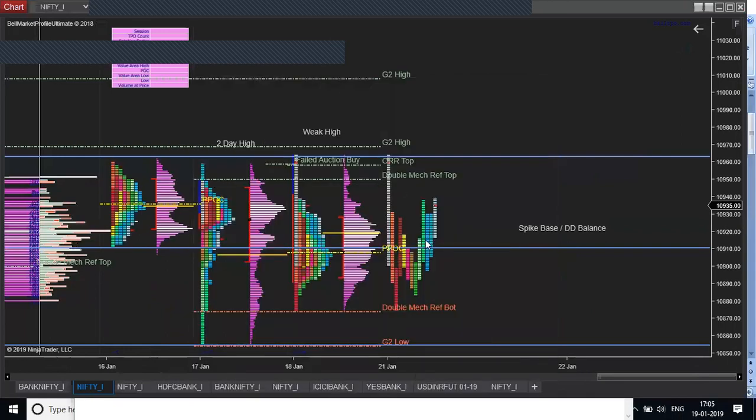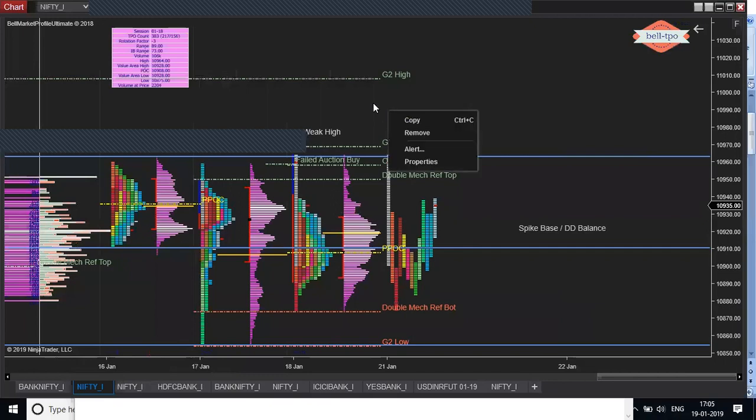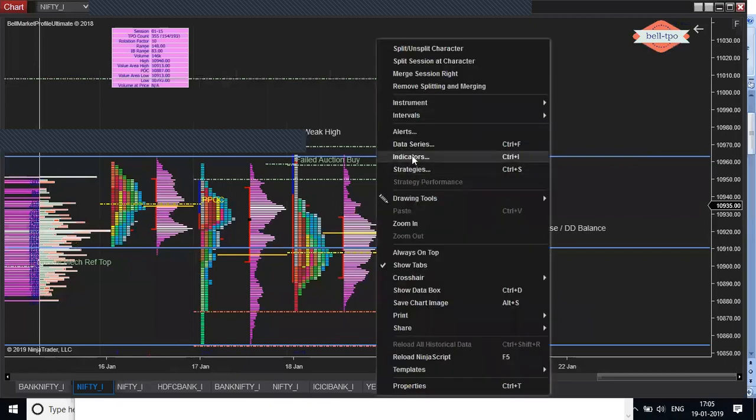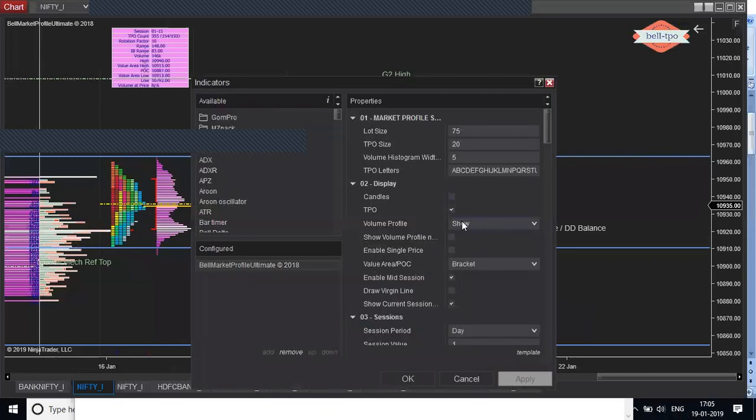What is the point of control? What is the value area for the day? Where is the value area low for the day? Where is the point of control getting built? I just have to hover my mouse over those levels. I don't use it because I don't use all those things, so I prefer to switch it off. I personally don't use those.